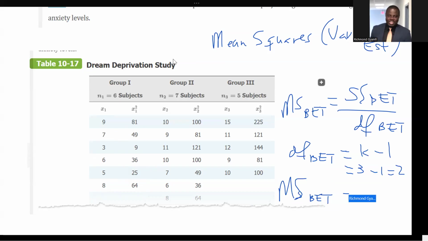So MSbet is going to be our SSbet, which was 70.038 divided by 2, which should give us 35.014.